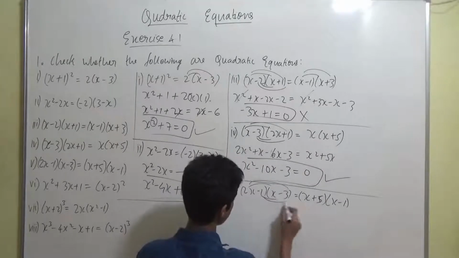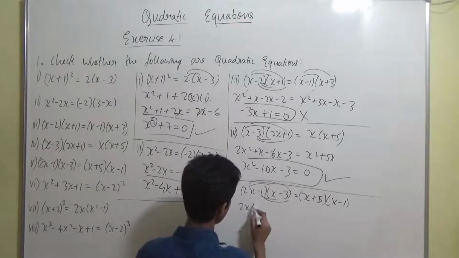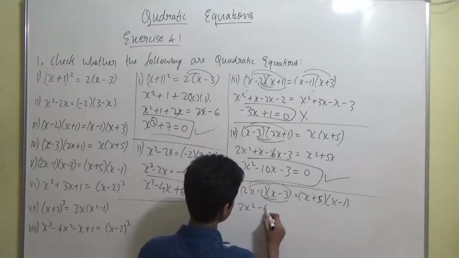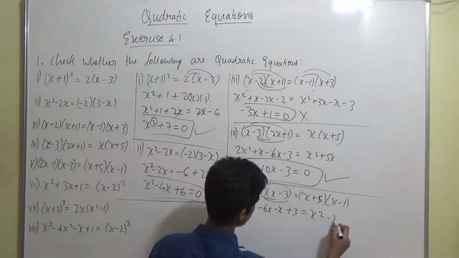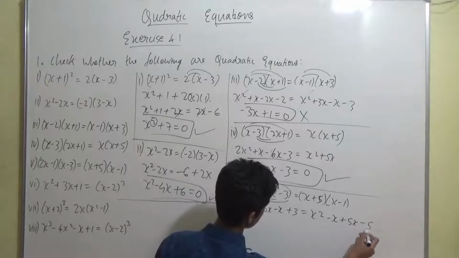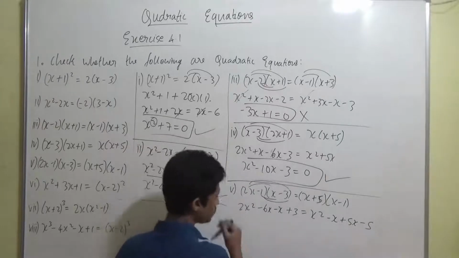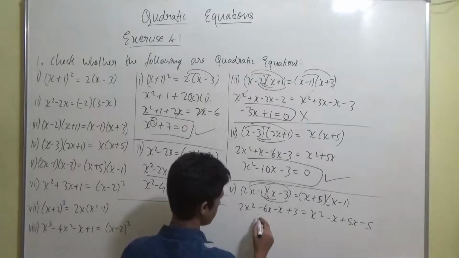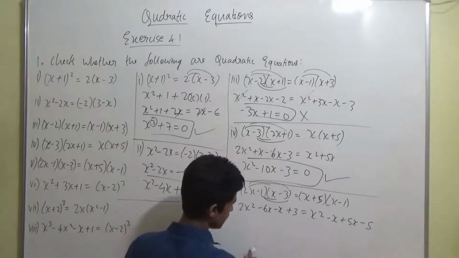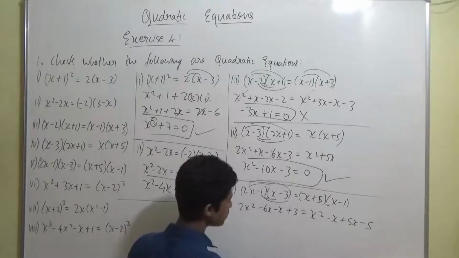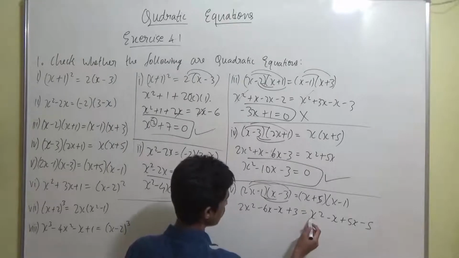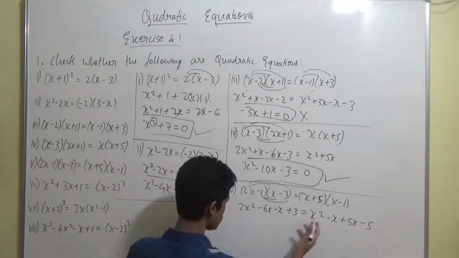Right, after multiplying them, it's going to become 2x square minus 6x minus x plus 3 equal to x square minus x plus 5x minus 5, right? So I'll bring all the terms towards LHS, guys. I'll do it mentally a few steps. When you do an exam, you can do it step by step also. When you're practicing, you can do it step by step also, right, if you're not comfortable doing it mentally. So I'll bring it to LHS.